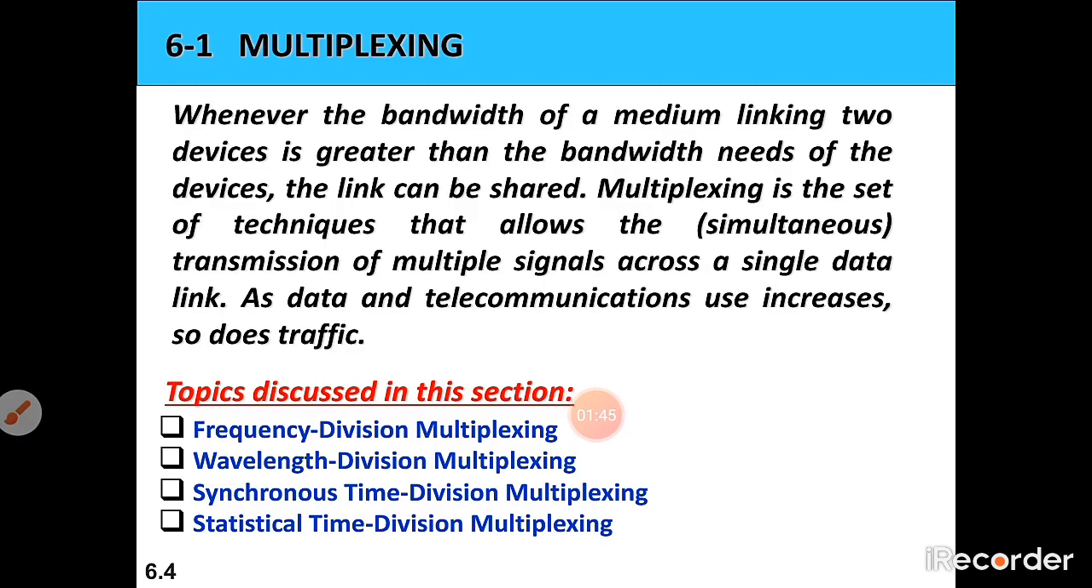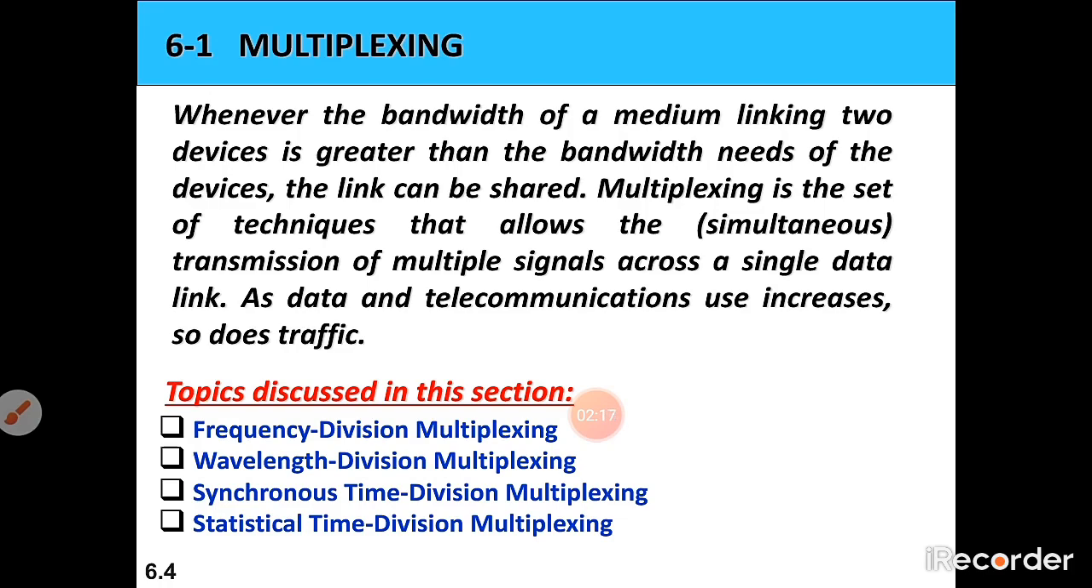So how can we make efficient use of the bandwidth? Through the transmission of multiple signals across a single data link. Here the multiple signals share the bandwidth of the link. Through that sharing we can efficiently use the bandwidth of the link. There are three different techniques used in multiplexing to efficiently use the bandwidth.